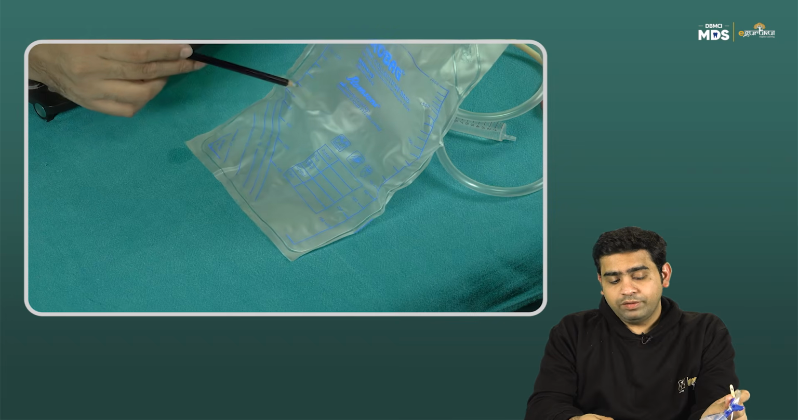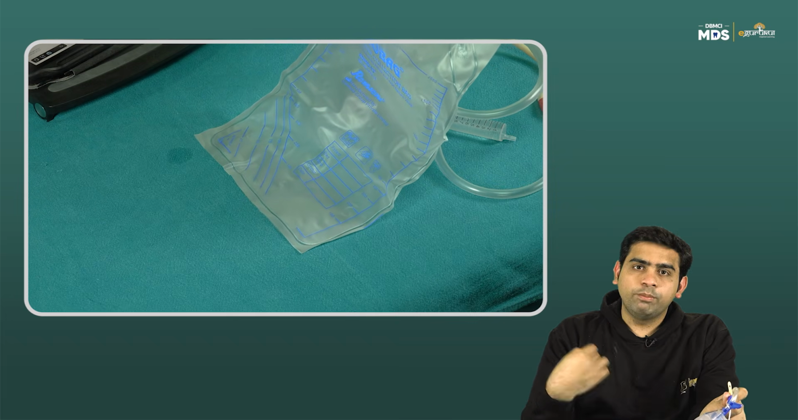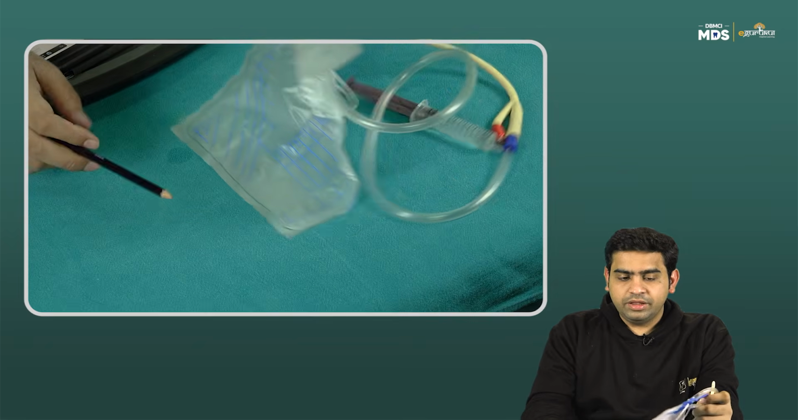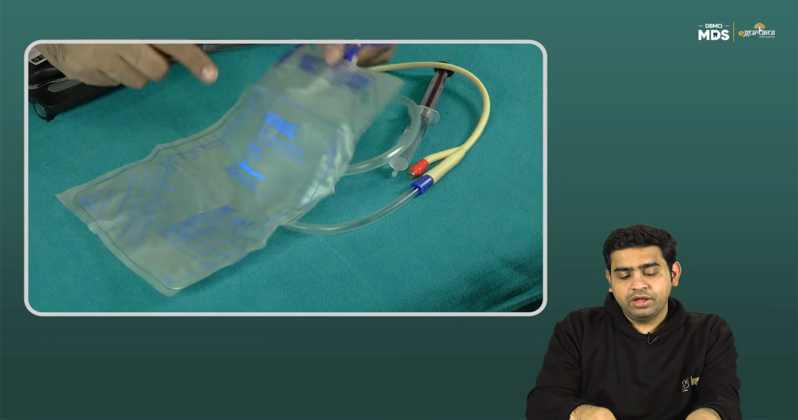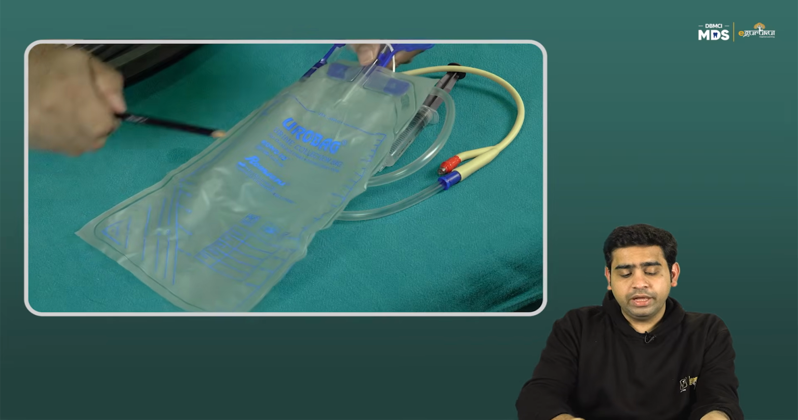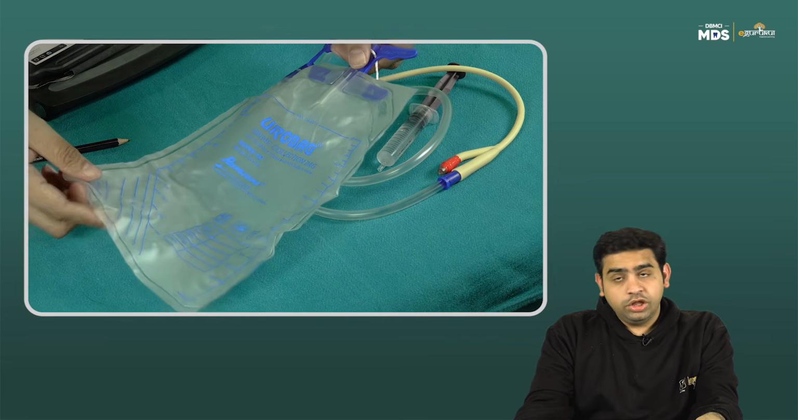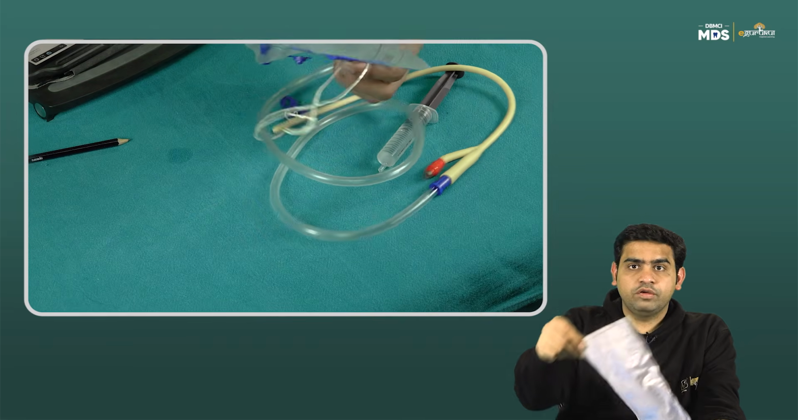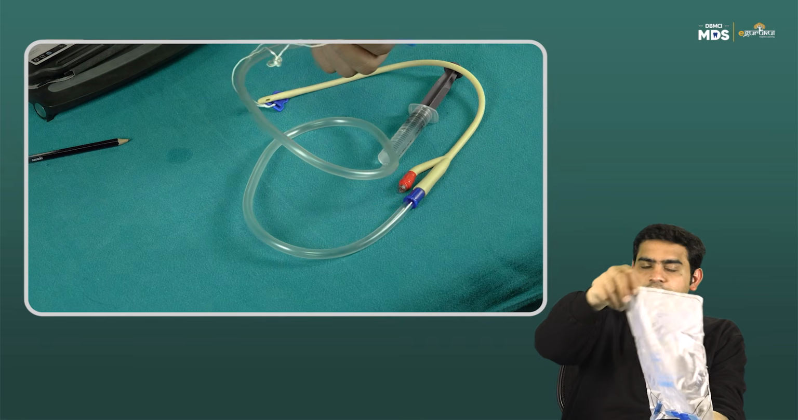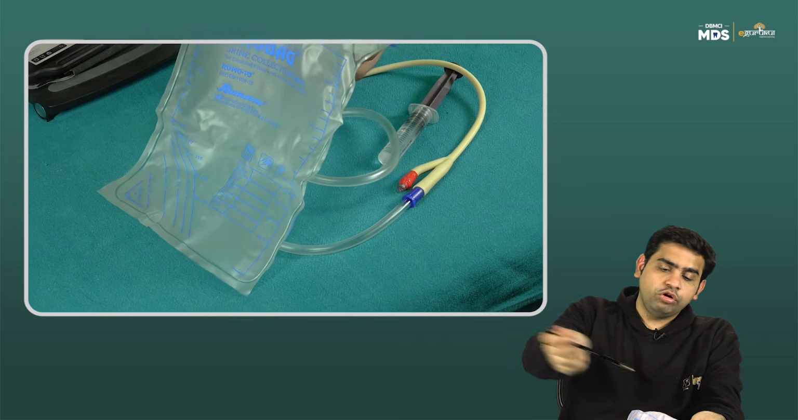On the Euro bag, you have these markings, which tell you how much urine is there so that you can monitor the urine output. Another important thing, if you notice, is the valve mechanism over here. On the Euro bag, there is a small valve. So just in case, let's say at night, the Euro bag is turned upside down, in that scenario also, the urine should not flow back.